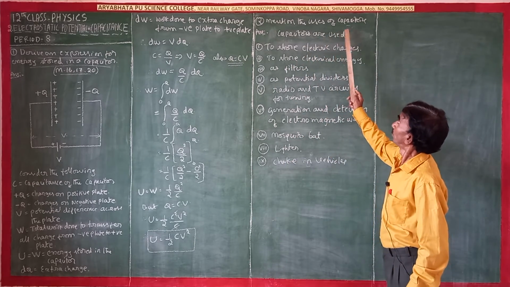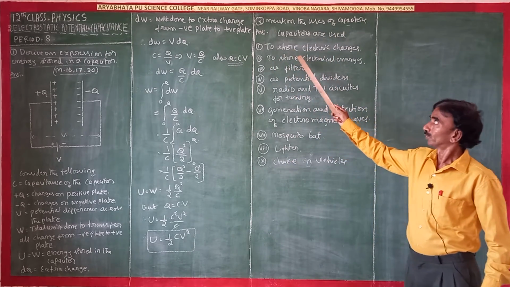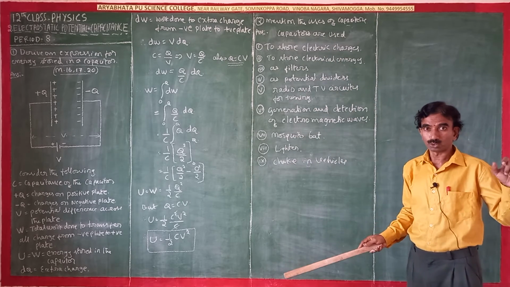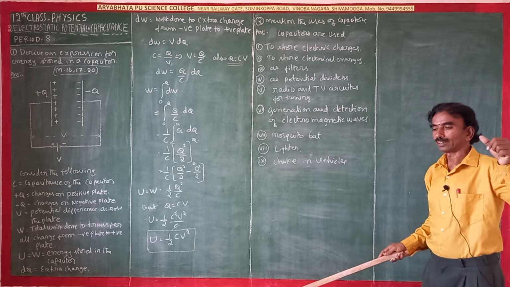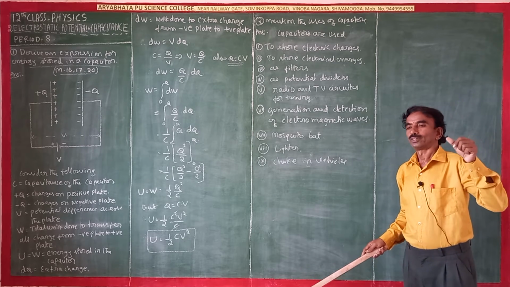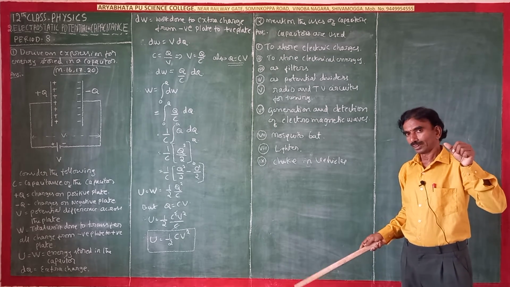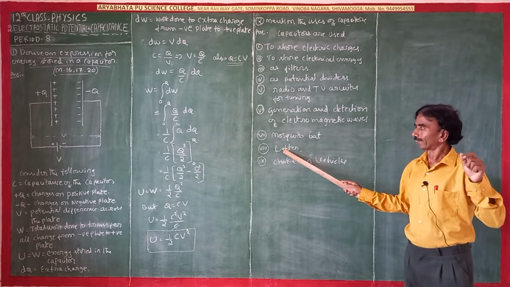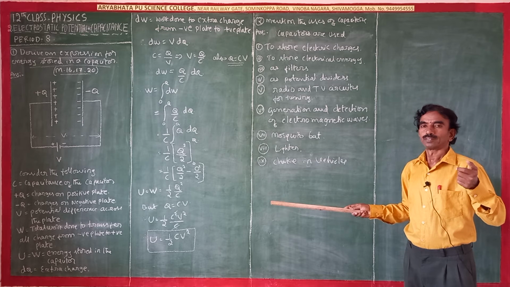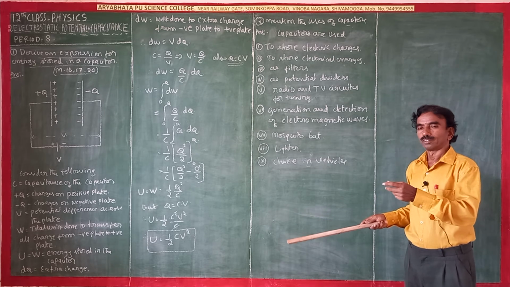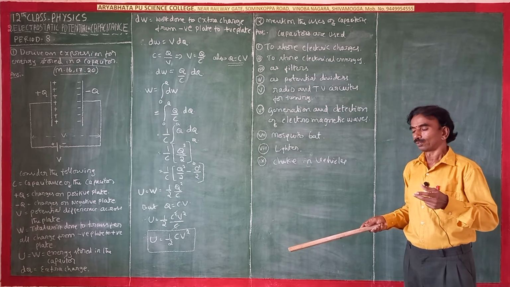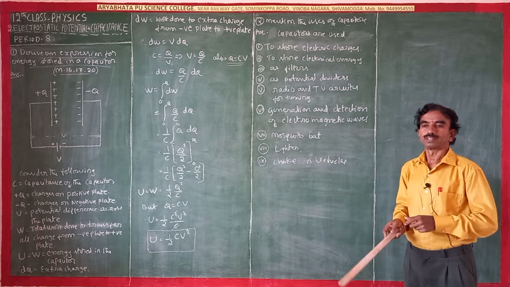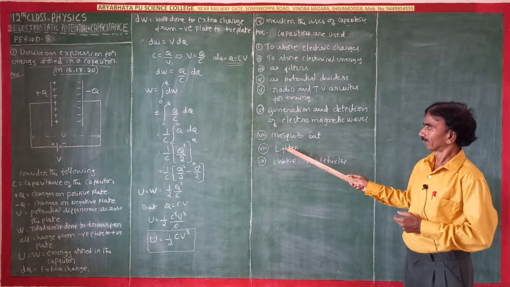Next, mention the uses of capacitors. Capacitors are used in the choke in vehicles. You know the choke. If the vehicle does not start and you press the choke, then the bike will start automatically. Then the lighter, you say lighter, cigarette lighters or stoves in cooking. If we turn on the lighter, then the fire catches.